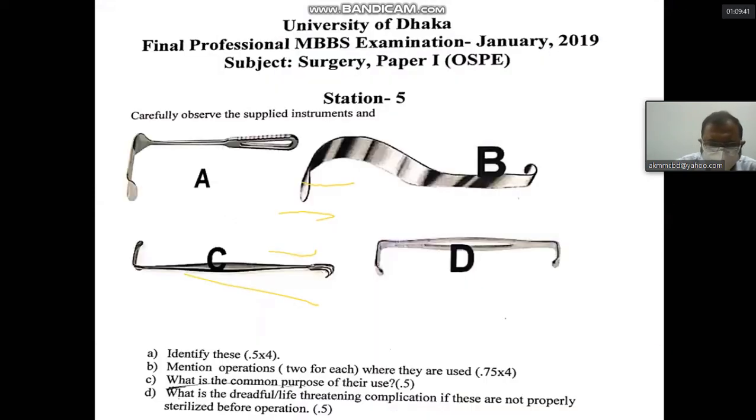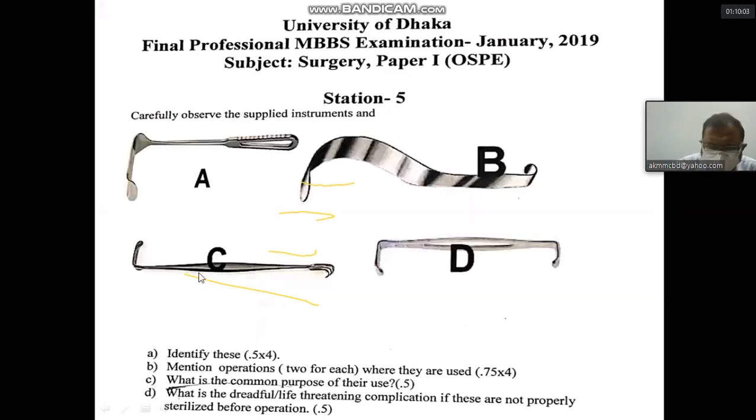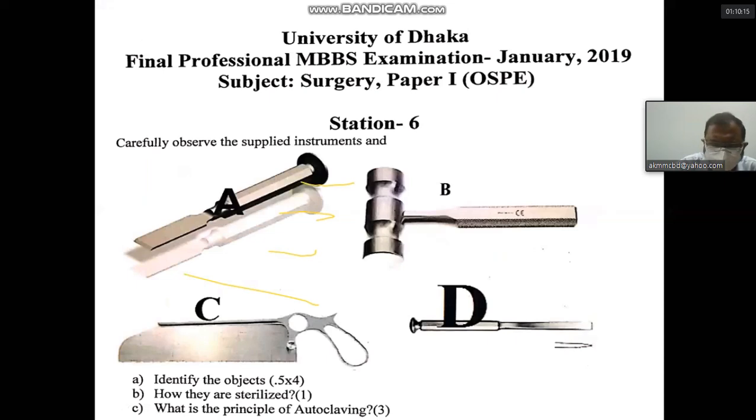Instruments. Can you name what is the name of this instrument? Number A. So Morris retractor. Number B. Deaver's retractor. Number B is Deaver's retractor. Divers abdominal retractor. Number C. Cat's paw. Number D. Right angle, or Langenbeck retractor.